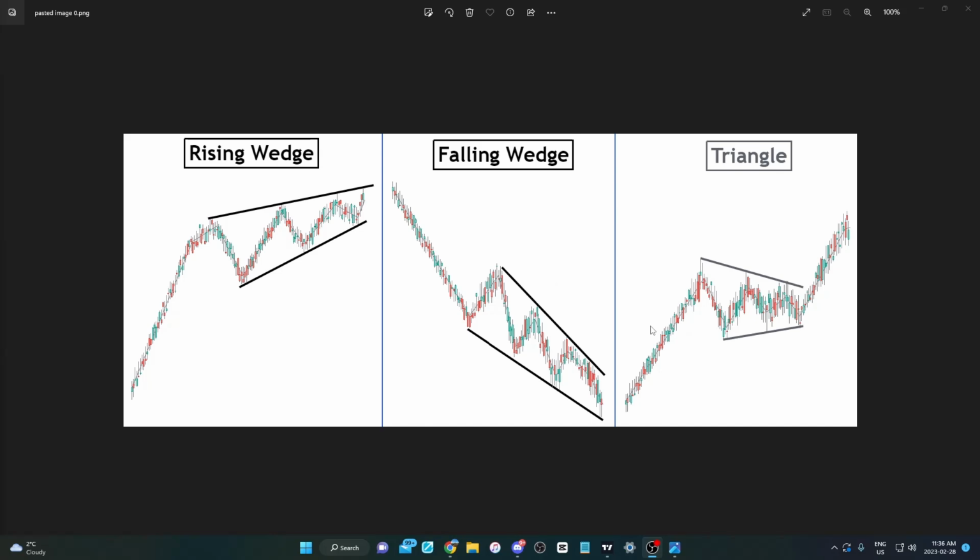Now that you understand the difference between falling and rising wedges, a symmetrical wedge works in a very similar way. Since the symmetrical wedge is both a reversal and a continuation pattern, we are looking for a breakout at either the support trend line or the resistance trend line to enter our trade.